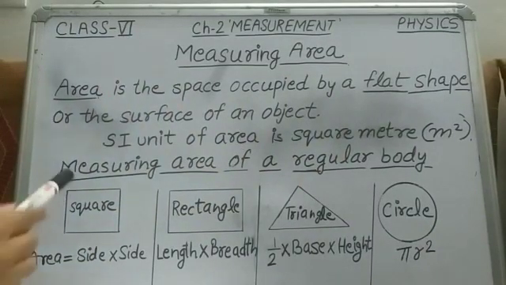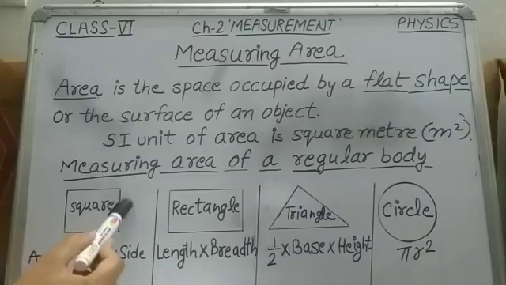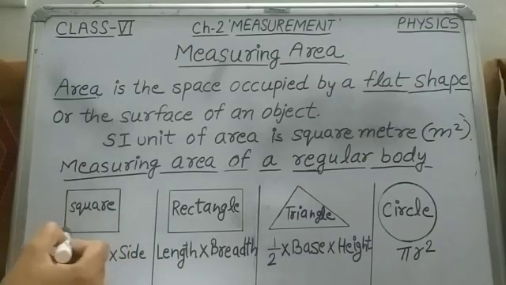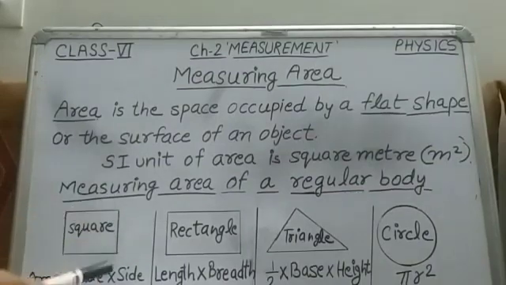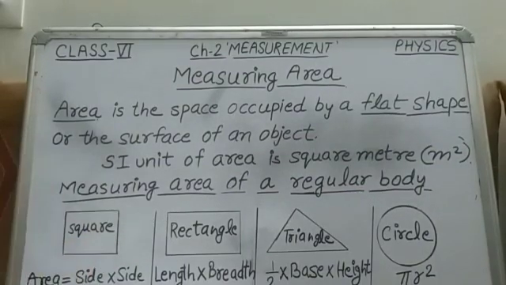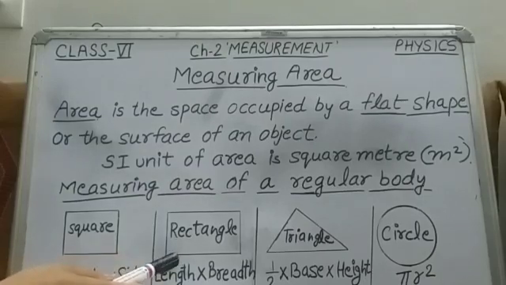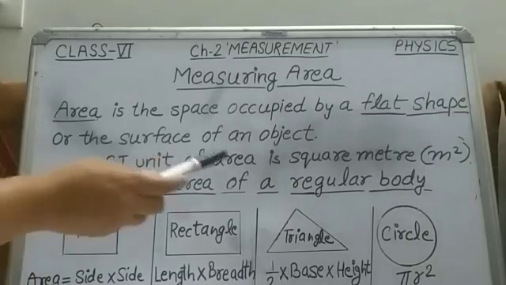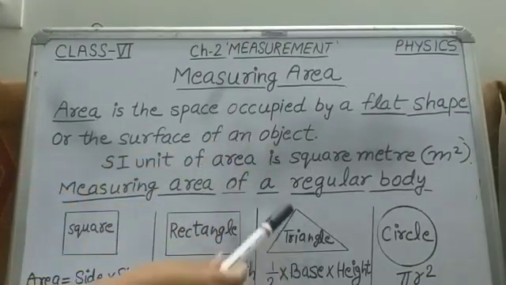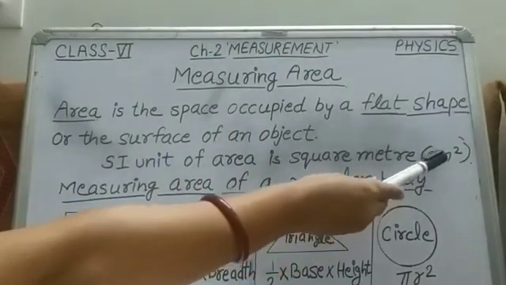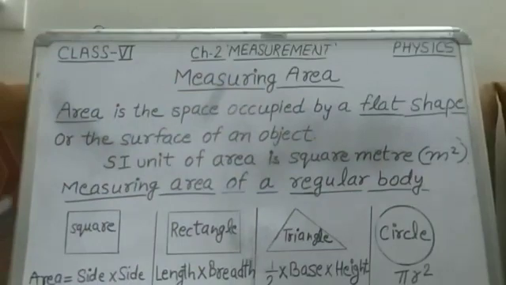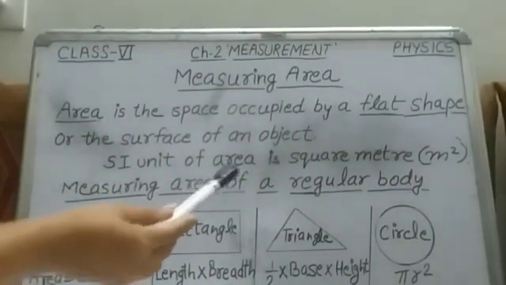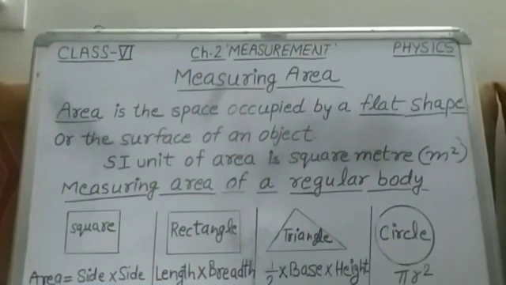Flat shape means two-dimensional shape. For example, square. It has two dimensions only, length and breadth. Similarly, rectangle, triangle, circle, these all are examples of regular, flat shapes. Okay, so the SI unit of area is square meter, which is to be written like this, m raised to the power 2.